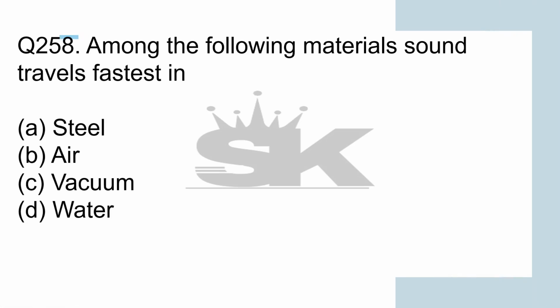Among the following materials, sound travels faster in steel. Sound travels faster in liquids than in gases because molecules are more tightly packed. In fact, sound waves travel over 17 times faster through steel than through air. The exact speed of sound in steel is 5960 meters per second. But this is only for the majority of the solids.